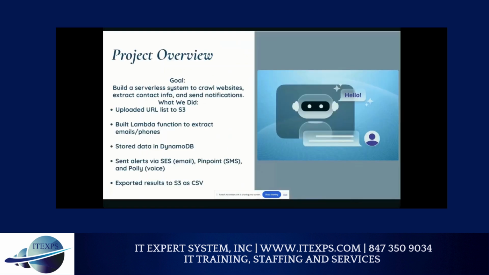An overview of the project: the goal was to build a serverless system that could crawl websites, extract contact data like email and phone number, and automatically send out notifications using AWS services. What we did was first, we uploaded target URLs to an S3 bucket. Then we used a Lambda function written in Python to call each URL and extract emails and phone numbers. Based on the contact type, we triggered notifications.